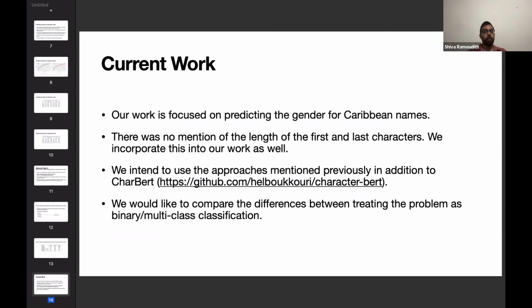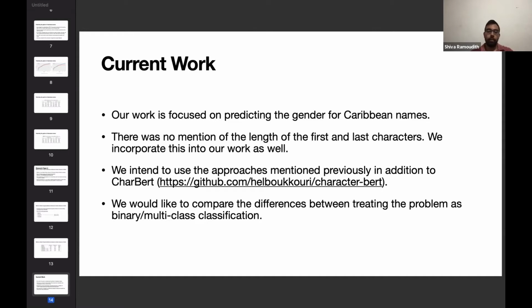So in terms of my current work, our work is essentially focused on the Caribbean context, right? So we want to predict the gender for Caribbean names. In the first paper, there wasn't really any mention of the length of the first and last characters. Based on the pronunciation of your name, if you combine the first two and the last two characters, you might improve the performance of certain classifiers. There's also the intention to use character boot, which is a character encoding technique. So potentially this would give us some additional boost in performance as well.